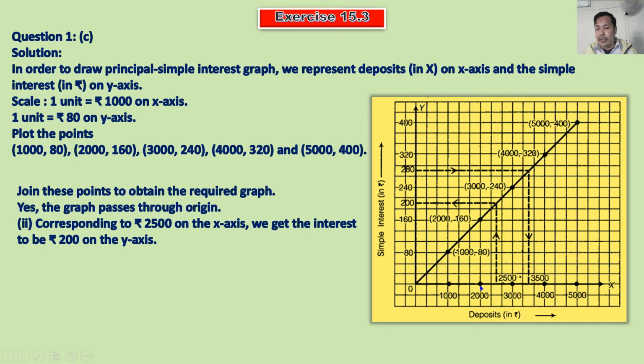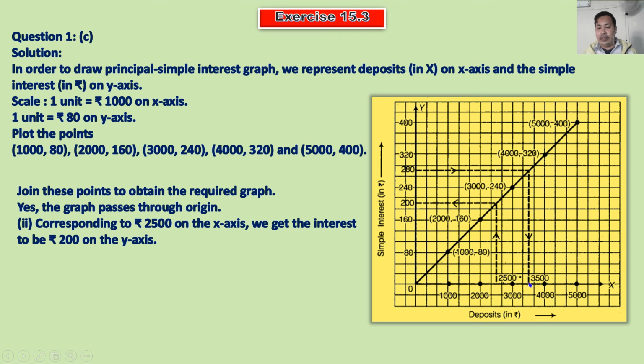Here also, if you add this 2000 and 3000 and divide by 2, then you will get 2500. If you take the mean, or if you take the average, you get 2500. If you take the average of these 2 points, 160 and 240, you get 200 here, isn't it? That means the y coordinate for rupees 2500 will be 200 here. That's all. Okay, clear. And the interest is how much? 200. That's all. The interest on 2500 will be 200.